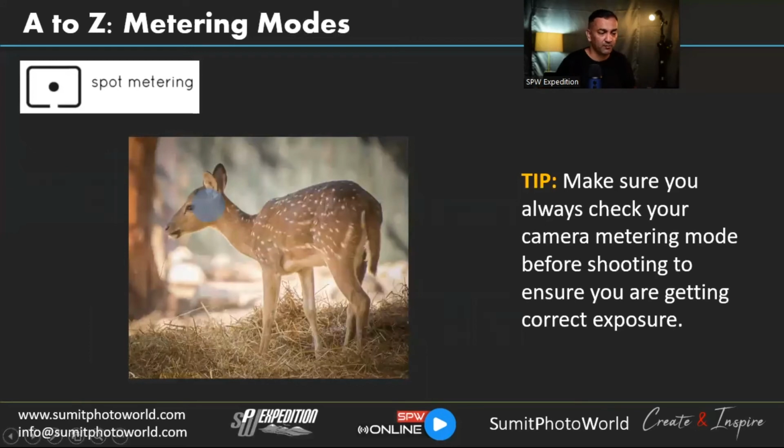This is an example, a photo taken with the spot metering mode, because I found the background was having too much light and this animal was in the shadow, and I found this spot metering mode helped me to get a better result. Make sure you always check your camera metering mode before shooting to ensure you are getting correct exposure. So this is the key to get correct exposure always.